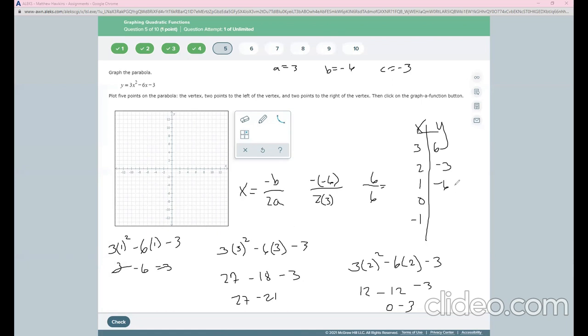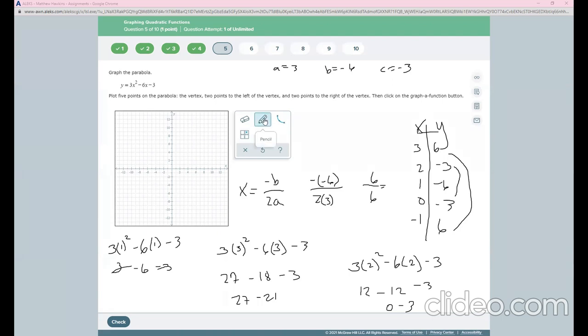I'm trusting my math. So since we know this is a parabola, it should be symmetrical. So this one should give us -3. And this one should give us 6 if we did not make a mistake. You could plug 0 and -1 in and check your work. 0 is pretty easy to do because that's going to be 0. This is going to be 0. -3 is -3. So that one makes sense.